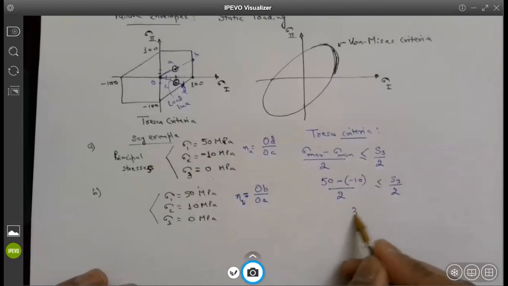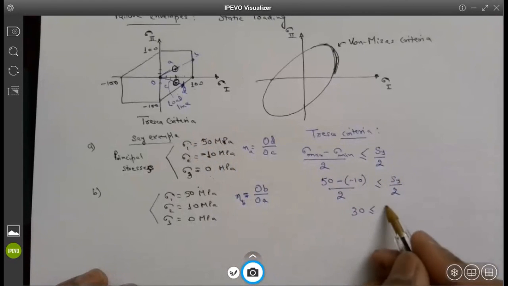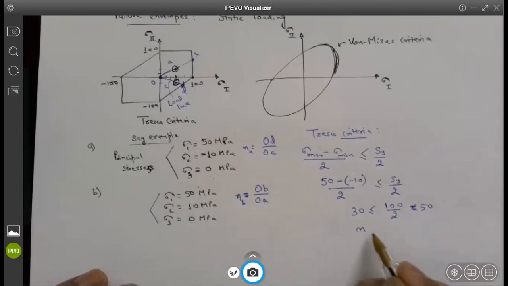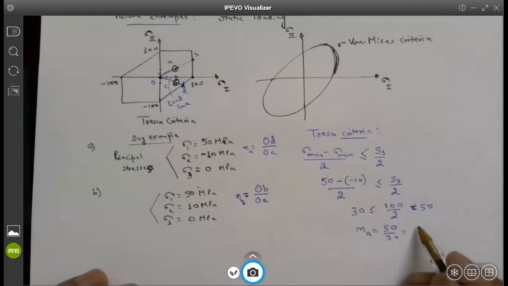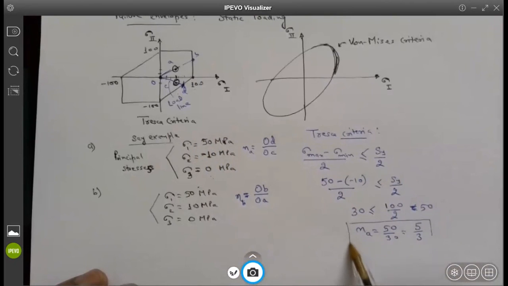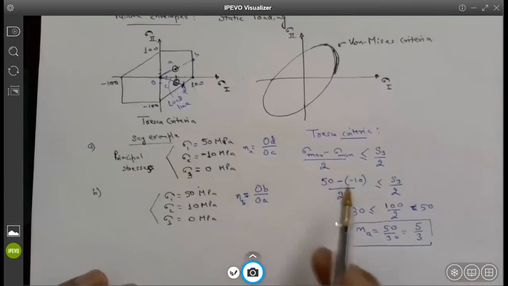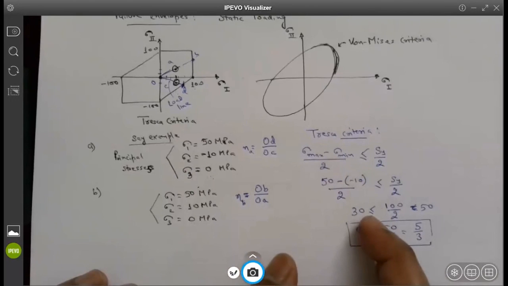And if you look at that, that is 30 divided by yield stress, which is my 100 by 2, or equals 50. So the factor of safety here is 50 divided by 30, which is 5 by 3. It is basically the factor of safety for this specific example, design case or loading scenario. Okay. Make sense? Okay, yeah.